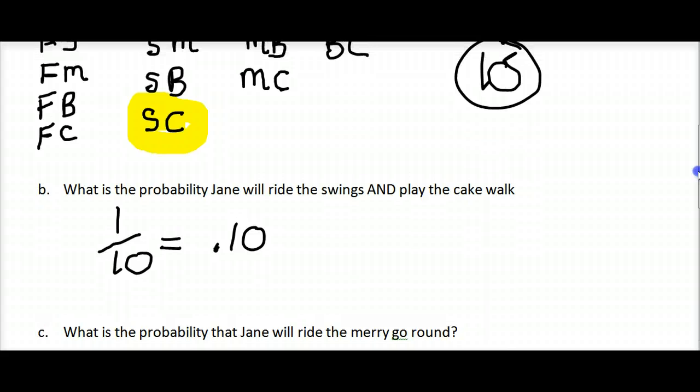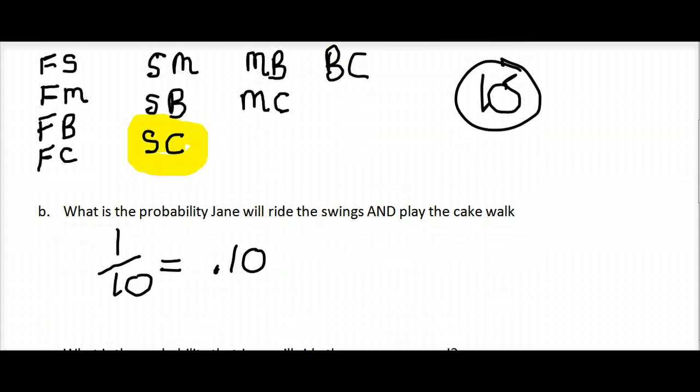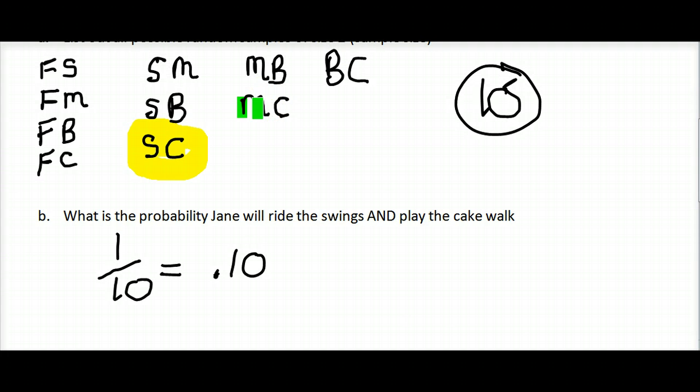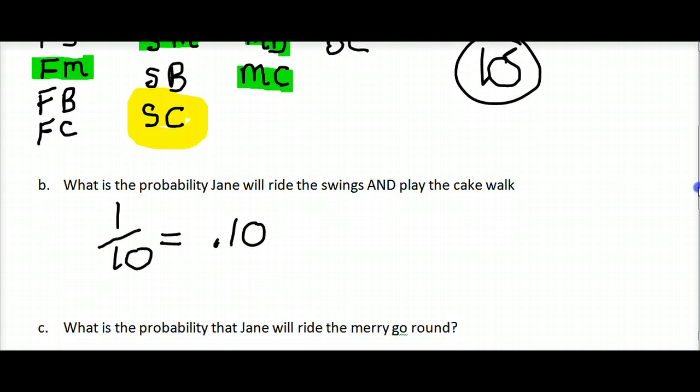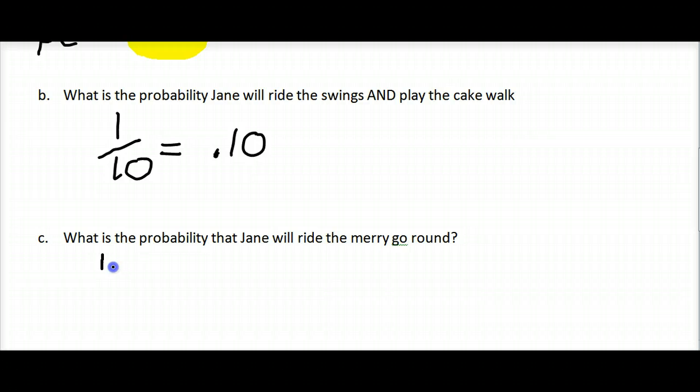What is the probability that Jane will ride the merry-go-round? So we need to go and find all of the things with merry-go-round. We'll color those green. And we want to be careful we don't forget anything. Remember, even if she rides the merry-go-round second, she's still riding the merry-go-round. So I have 4 things out of 10 total, or a 0.4 probability.